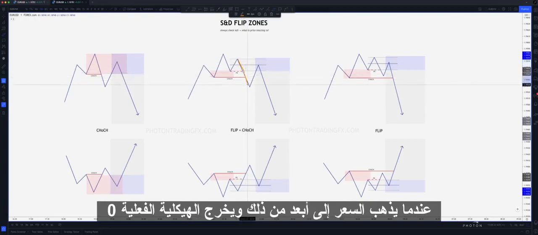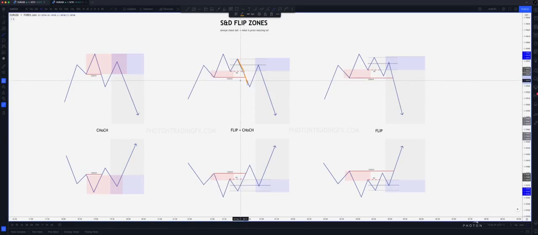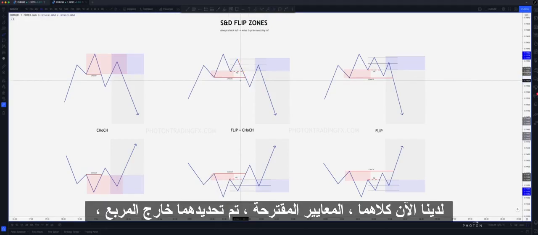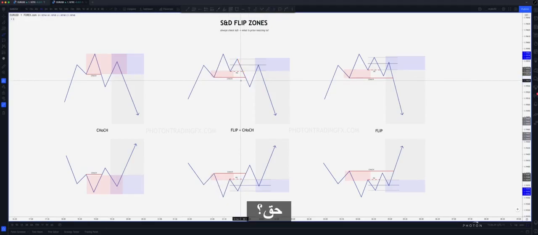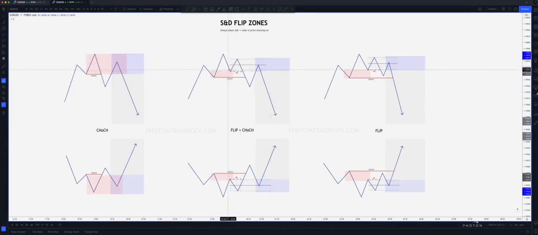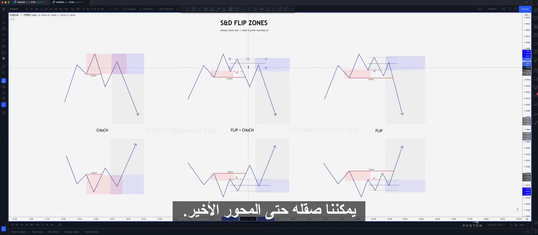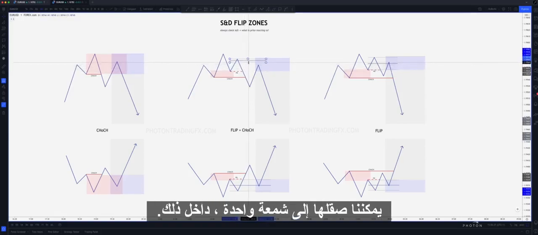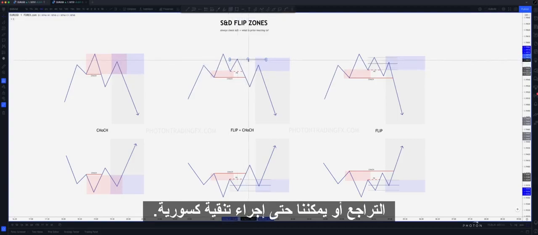But then when price goes even further and it takes out the actual structural low and we get that change of character, we now have both of those criteria ticked off the box, right? So then we can mark out that buy to sell range. We can take the whole range like this. We can, just like any old supply zone, refine it to the last pivot. We could refine it to a single candle within that pullback, or we could even do the fractal refinement, so on and so forth, right?